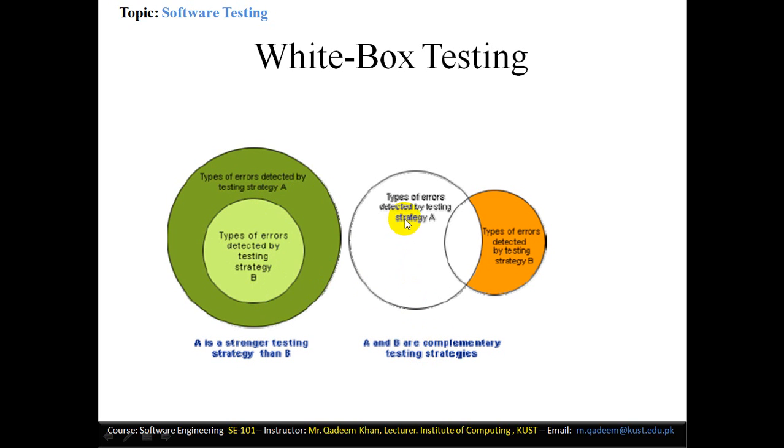Now here is another case, for example, testing strategy A and another testing strategy B. But A and B are complementary testing strategies. Complementary means that this area is common between these two sets. So that's why this is called a complementary testing strategy. These two are not good testing strategies because they share only one common area, but this one is more powerful. A is more powerful, which is the exhaustive testing, also called complete testing.